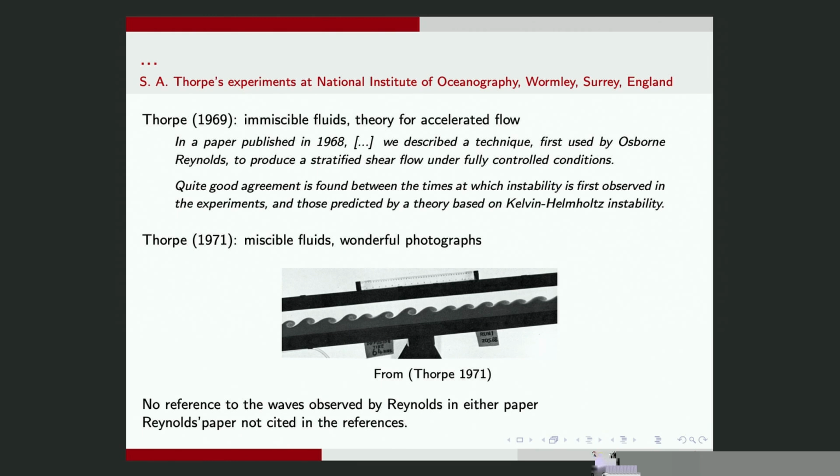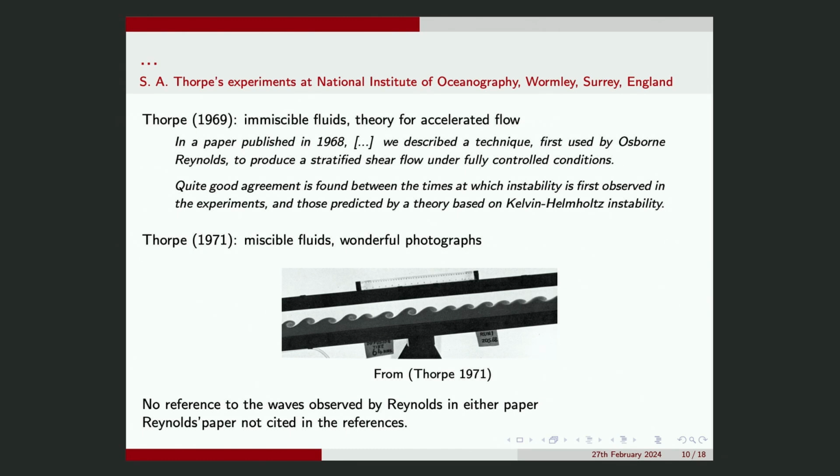Then the most famous experiments are those performed much later by S.I. Thorpe, at the National Institute of Oceanography in England. And there was a series of 3 papers by Thorpe. In the second paper, Thorpe studies immiscible fluids and says that in the first paper, he described a technique first used by Osborne Reynolds to produce a stratified shear flow under controlled conditions. And Thorpe says, most of this paper, in fact, is theory.